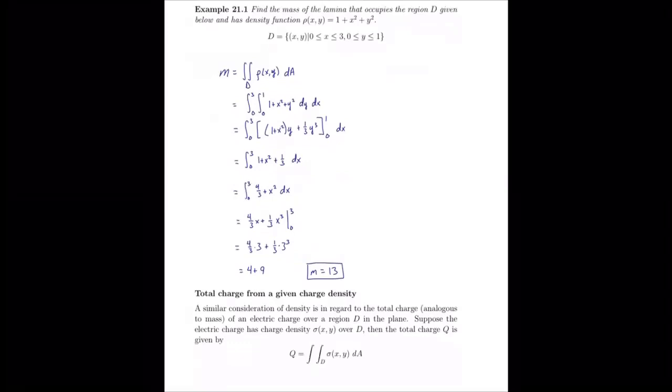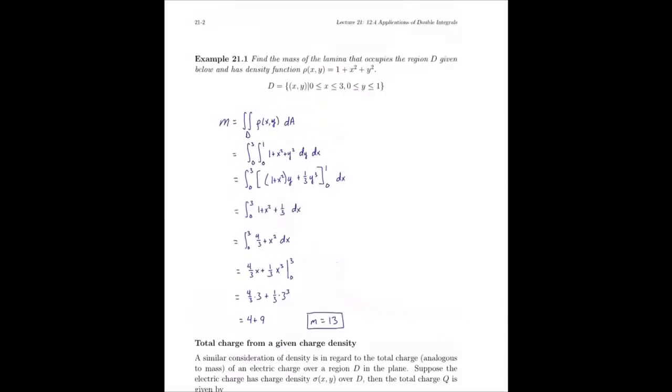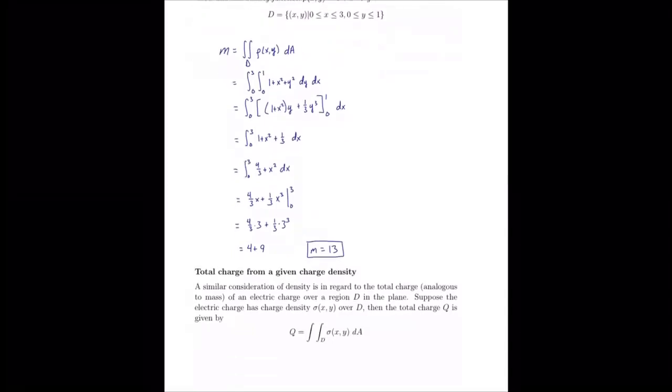So the mass of this lamina, actually we know that it looks like a rectangle, goes from x equals 0 to 3 and y equals 0 to 1. With this density function, its total mass is 13. We'll make use of this value in just a little bit in another example. Another way to look at this density application is to also think of total charge playing the role of mass.